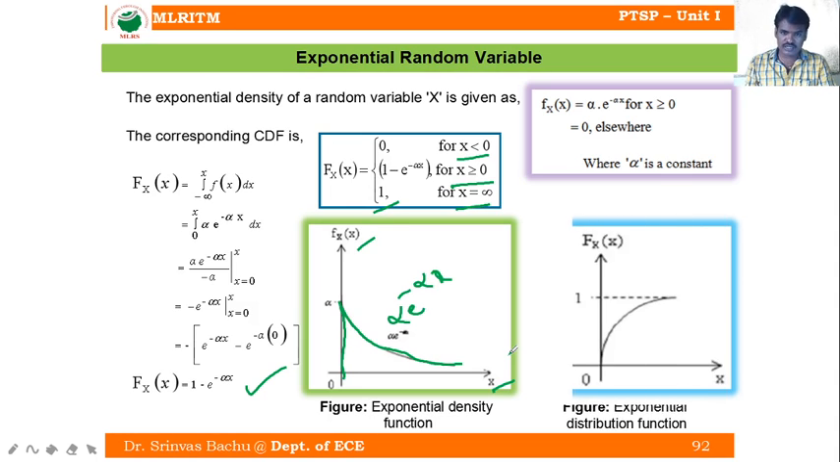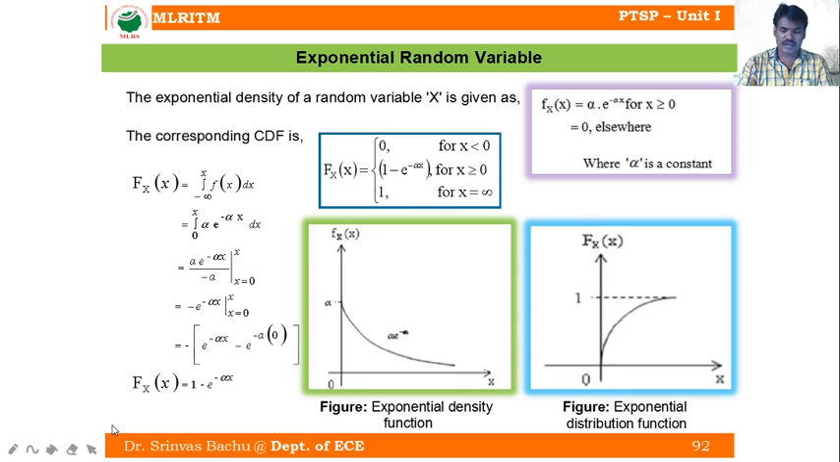Similarly, the distribution is 0 when x is less than 0, and when x is greater than or equal to 0 it grows exponentially and approaches 1. When x tends to infinity, we get the value as 1. This is my distribution and density of the exponential random variable.